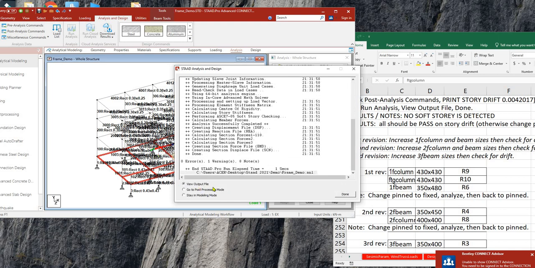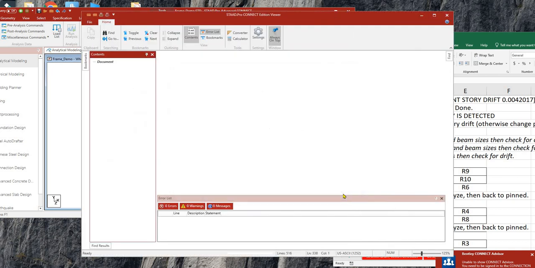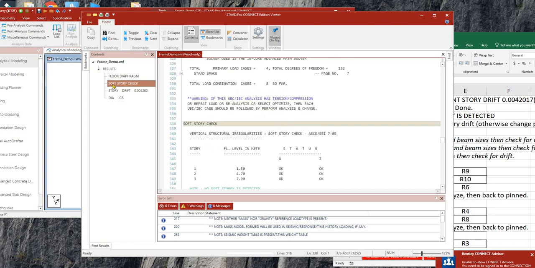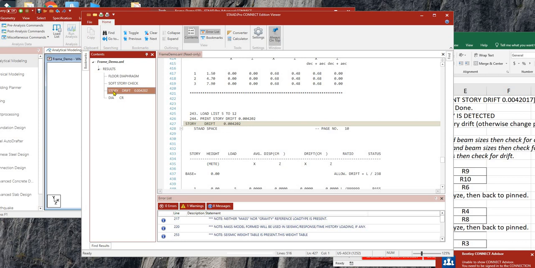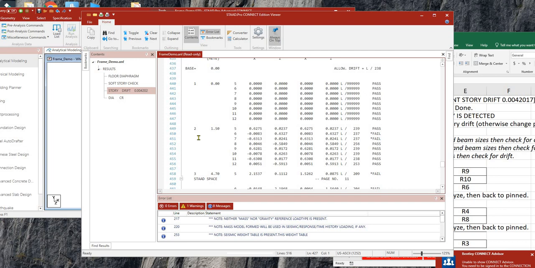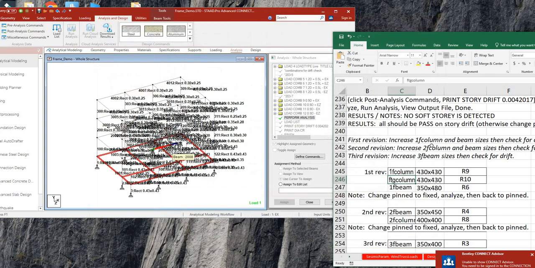Dapat pasado na, mayroong papasa sa diaphragm, sa soft story, and then sa drift. Okay? So okay siya sa soft story. Check natin yung drift. Ayun. At level 2 sa first floor beams, meron ng mga pumasa, pero meron pa ring dalawang fail. So next is i-increase ulit natin.